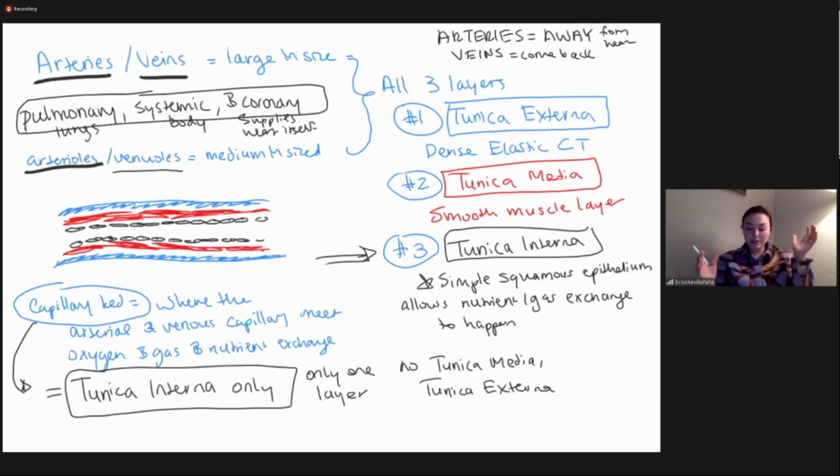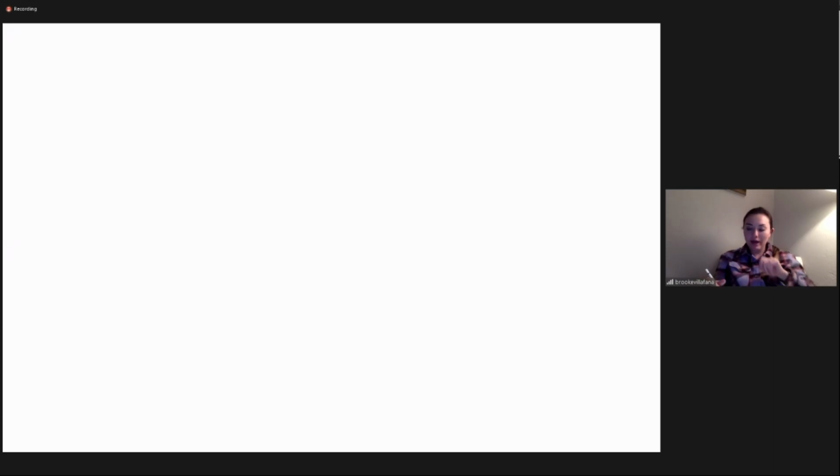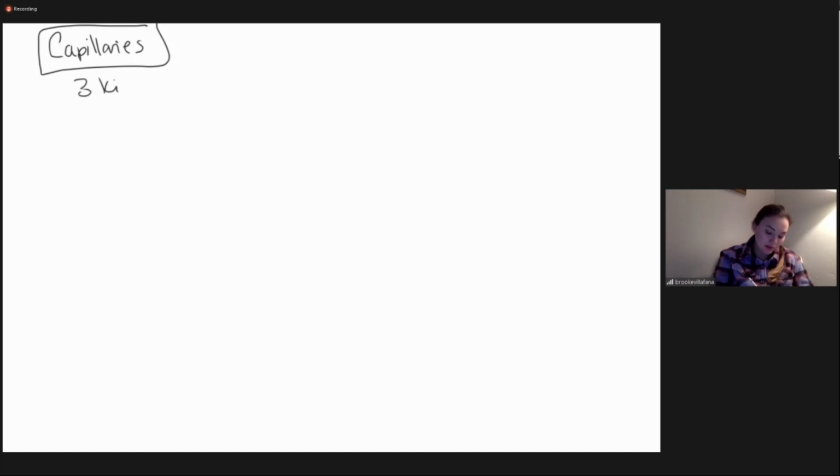So we talked about the different layers, right? We said that the big vessels, like the arteries, the veins, and the arterioles and venules, all have 3 layers, but the capillary bed just has 1 layer. So if we're looking at how the capillaries actually change their shape, we're going to see that they have the ability to make little holes on themselves. And so there are 3 kinds of capillaries.